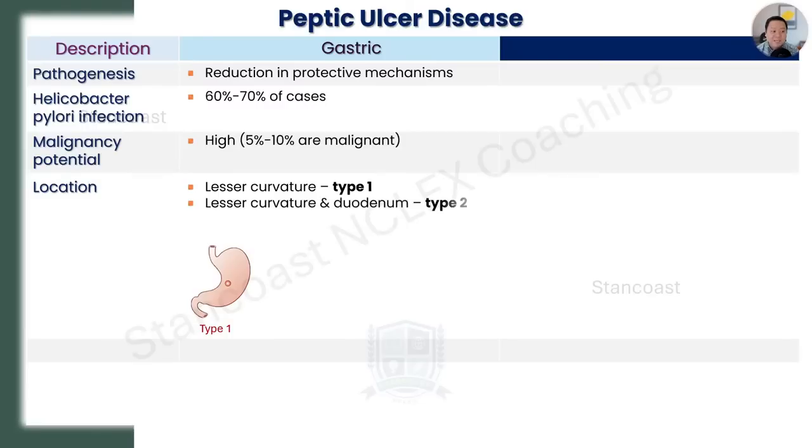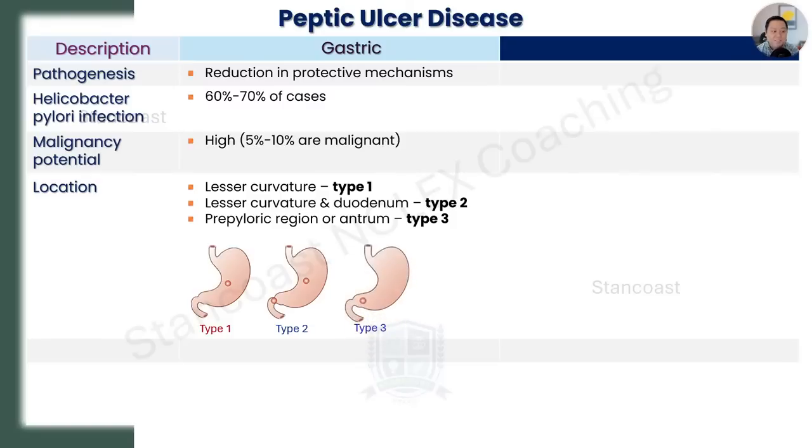Now we have the second type, which is the lesser curvature and duodenum. So that is type 2. This is going to be a combination of gastric and duodenal ulcers, and this is often related to H. pylori and NSAID use. We also have type 3, which is basically the prepyloric region or the antrum. And so here it's located basically at the bottom of the stomach, near the pylorus, where the acid exposure is so high and often related to increased acid secretion.